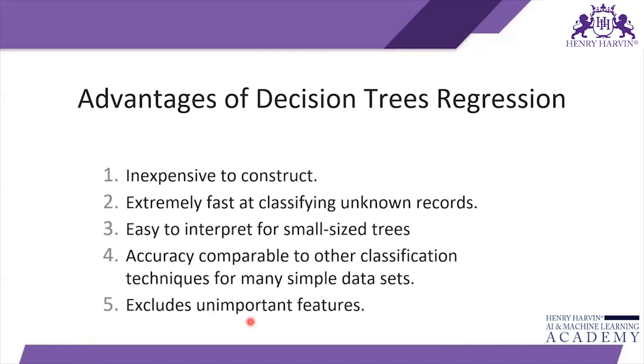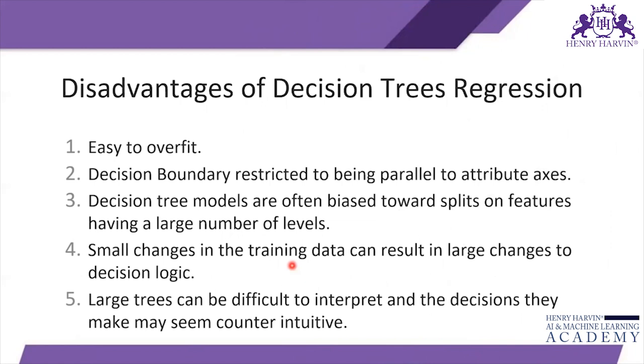The decision tree algorithm excludes unimportant features. So this decision tree algorithm removes the unimportant features, discards the unimportant features from the dataset and takes only those features which are important. Consider only those features which are relevant or which are used to give the prediction in a correct or more accurate way.